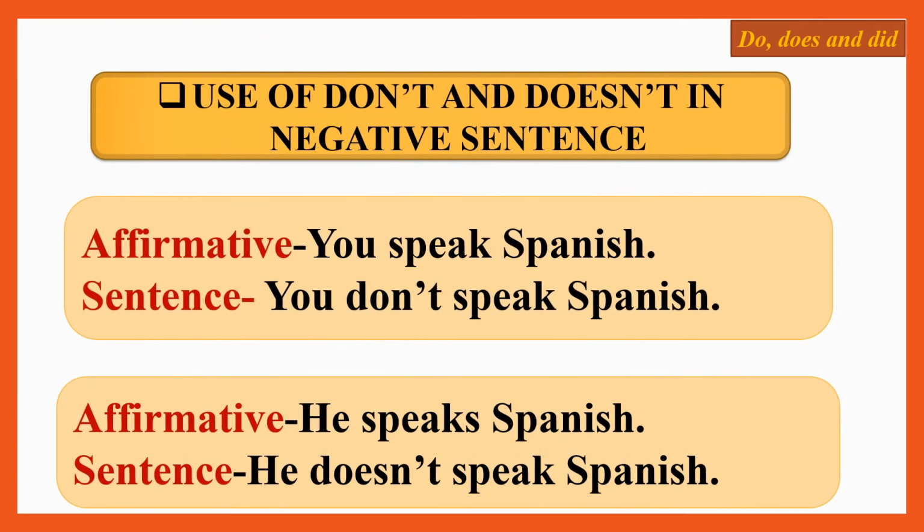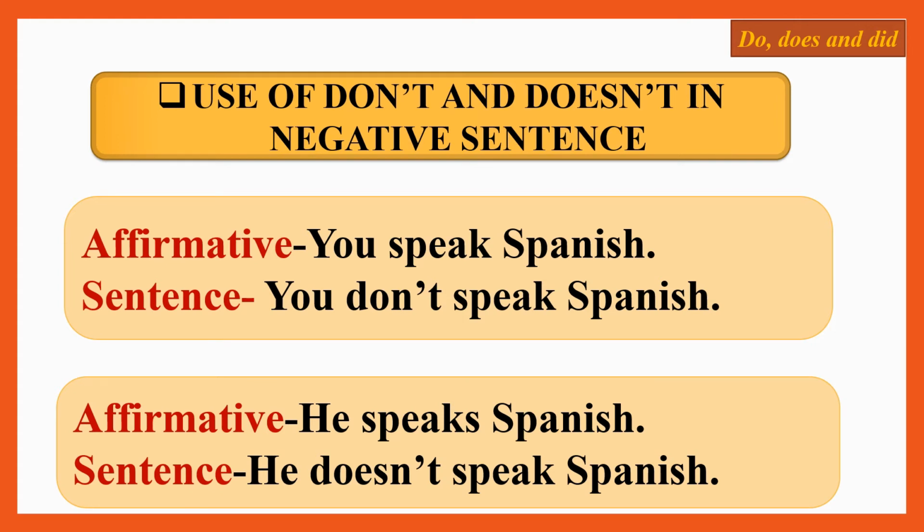Children, now we will learn the use of don't and doesn't in negative sentences. Look at the first example. You speak Spanish. In this sentence, the subject is you. So, we will use don't in our sentence. Don't is a short form of do not. You don't speak Spanish.